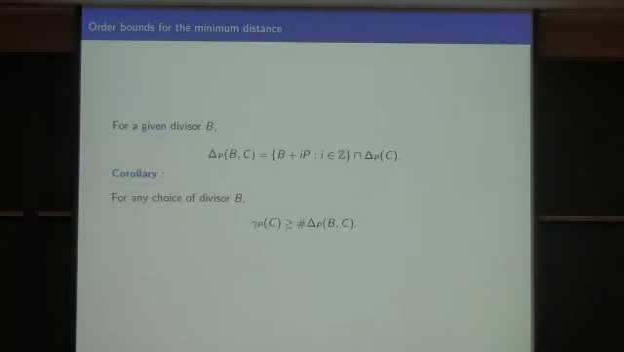So another notation is we want to think about the sequences in delta PC, but we want to be more specific. We want to find the sequences B plus IP that looks like this. We cannot find a general sequence, so we're going to limit it to the sequence B plus IP, and we'll use the notation delta P BC. So the corollary is for any choice of divisor B, gamma PC is greater or equal to the number of delta P BC. Right? So if we could find this here, we can find the coset distance.